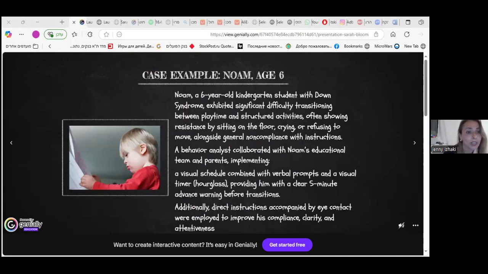To address these challenges, a behavior analyst introduced visual schedules and provided consistent 5-minute advance warning using verbal prompts and a visual timer. Clear, direct instructions with eye contact further improved Noam's compliance, making transitions smoother and reducing stress. These examples show how individualized support and reinforcement can make a big difference.